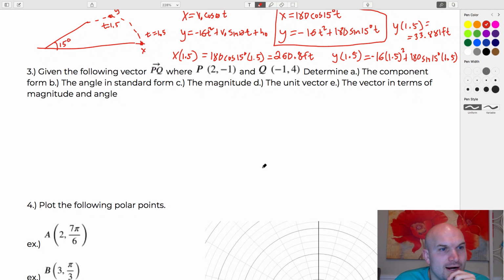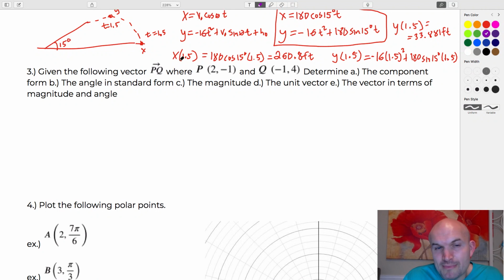All right, let's get into it. Given the following vector PQ, where P is (2, -1) and Q is (-1, 4), determine A, the component form. B, I forgot to change the answer. C is going to be the angle in standard form, in degrees, which I changed for my students. We're going to find the magnitude, and the unit vector in terms of i and j, which is another thing I changed on the test. And the vector in terms of the magnitude and the angle.